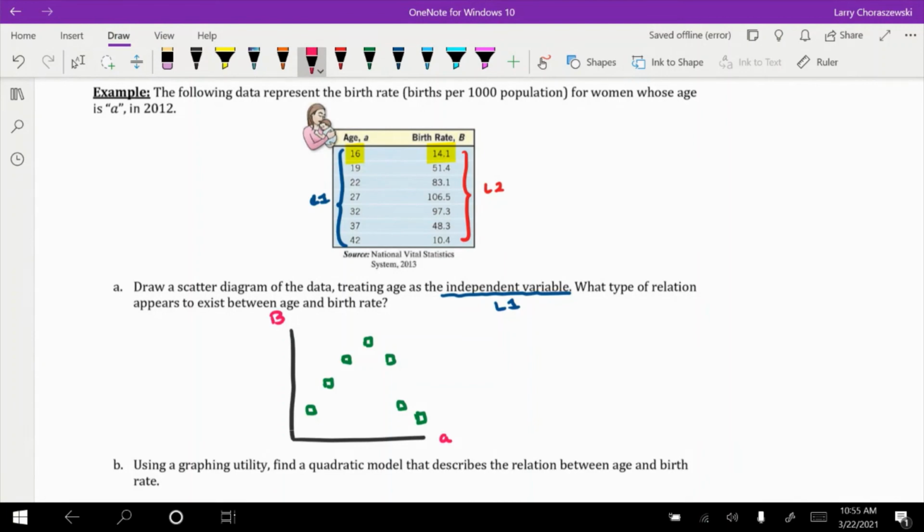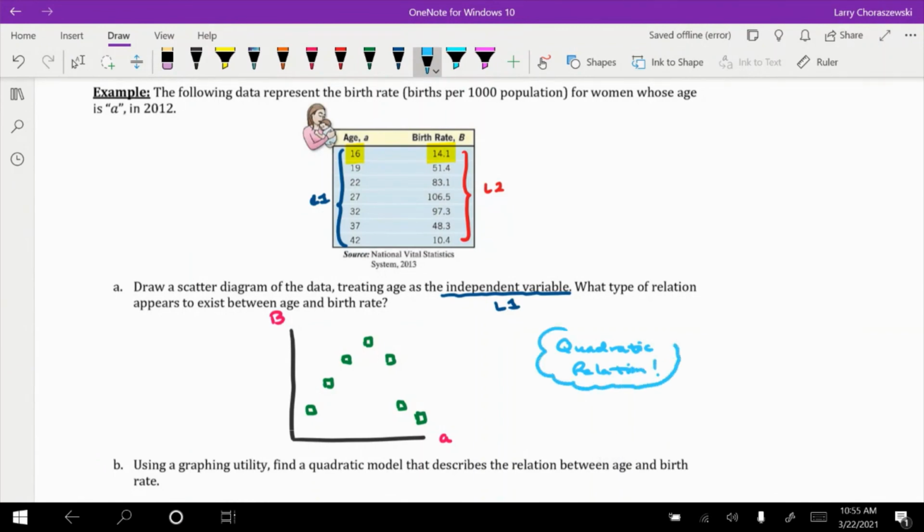So where it says what type of relation appears to exist between age and birth rate, well, it's definitely not linear, which leaves only one option left for the type of relation, and that would be a quadratic relation. This definitely looks like the shape of a parabola, more or less. So quadratic relation.